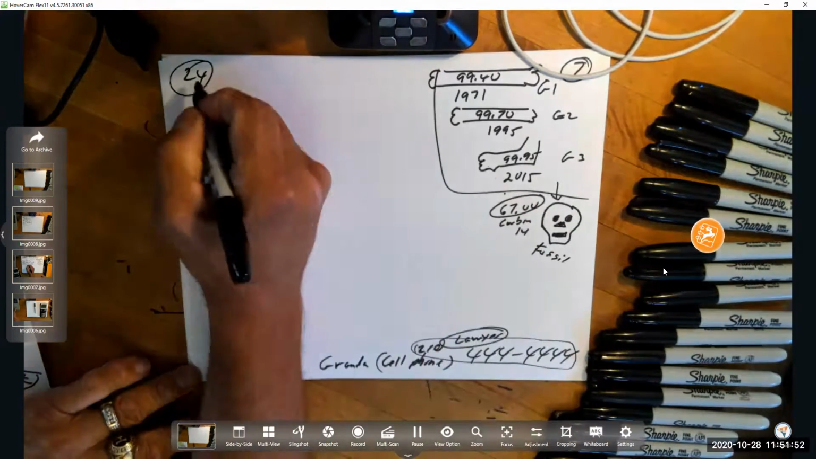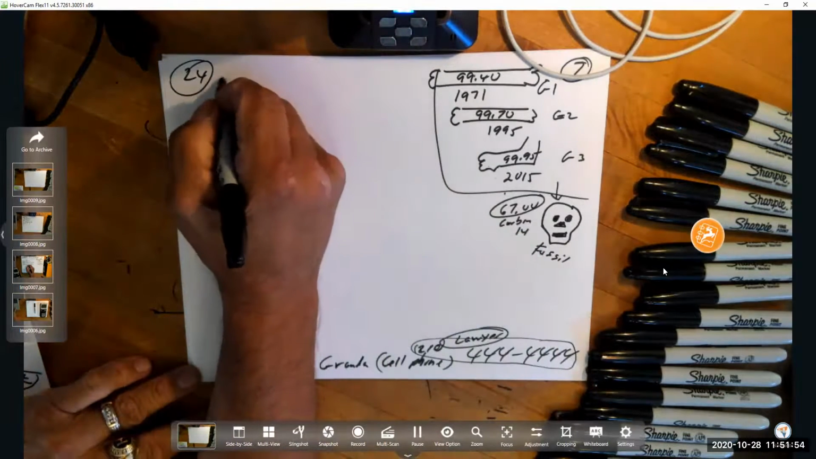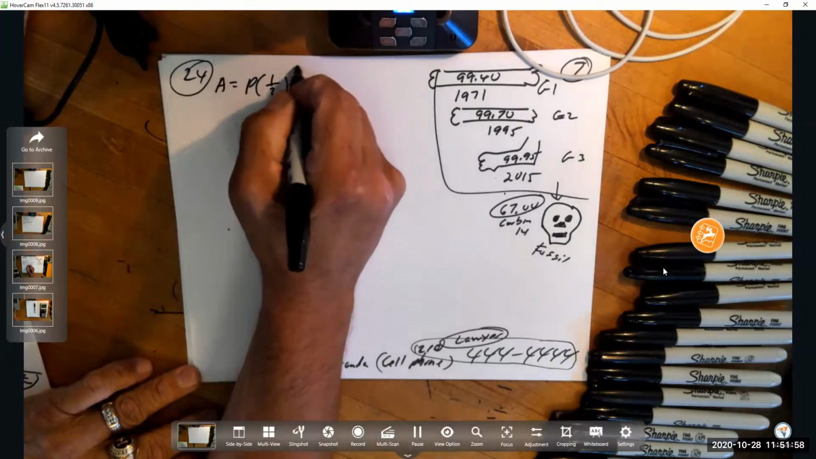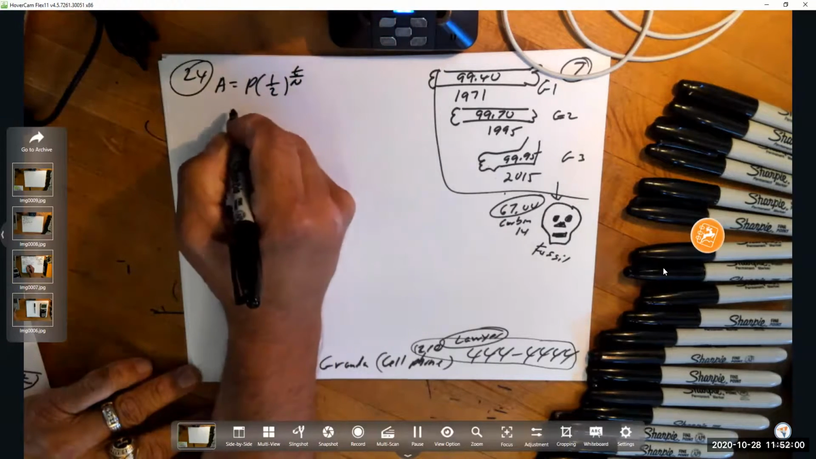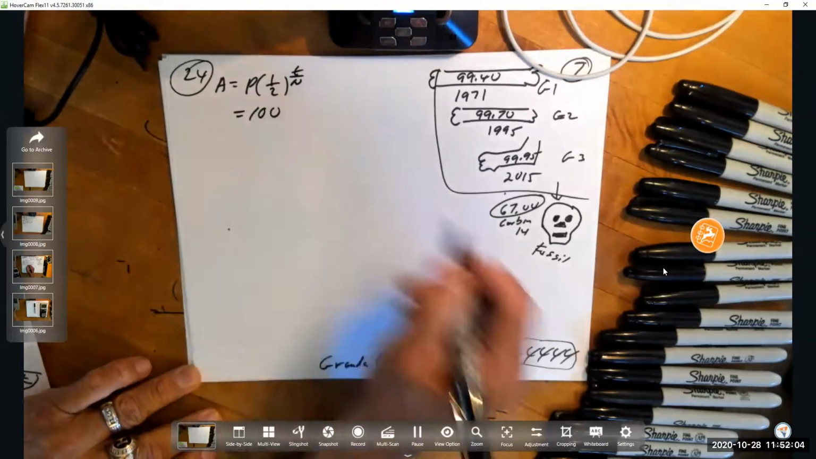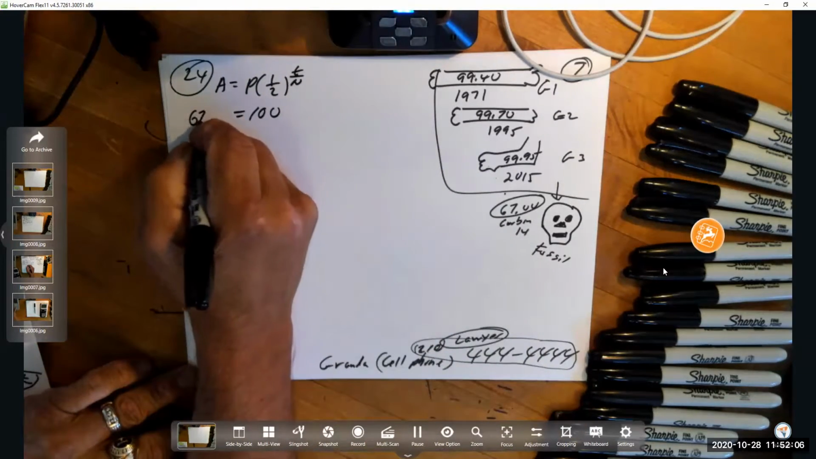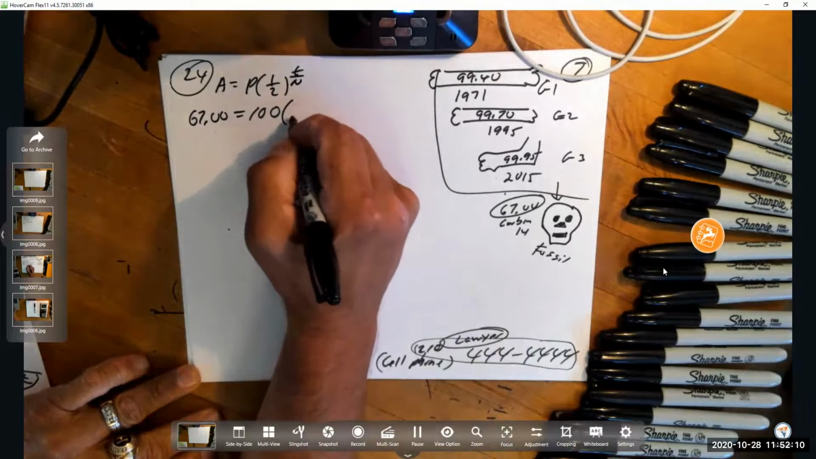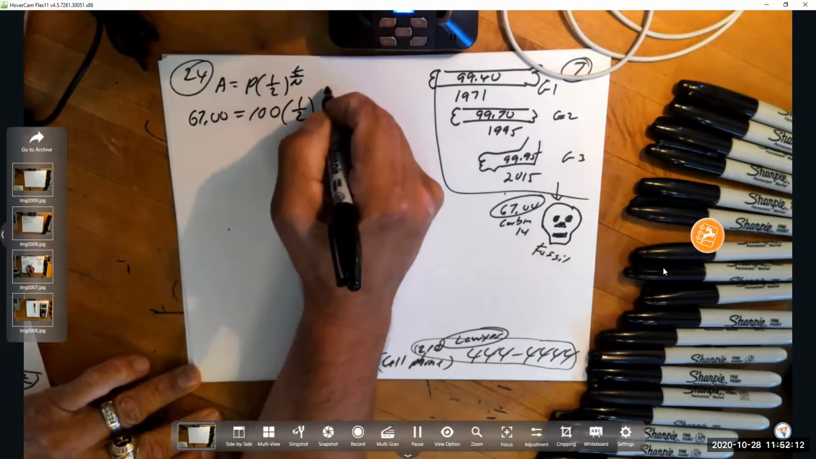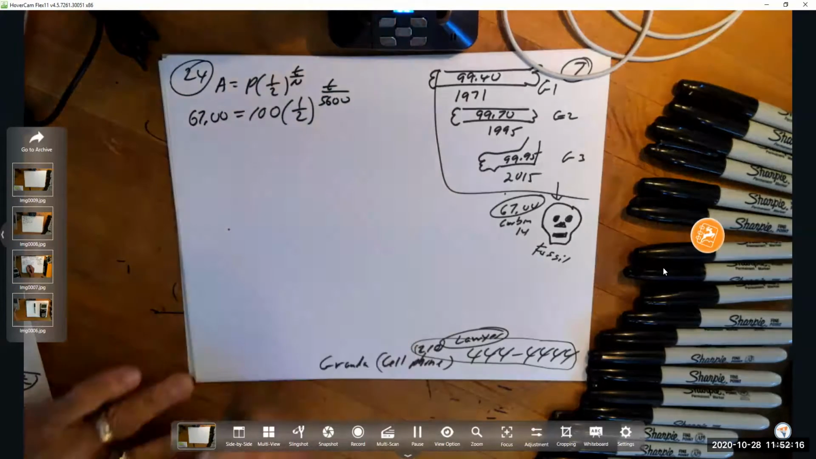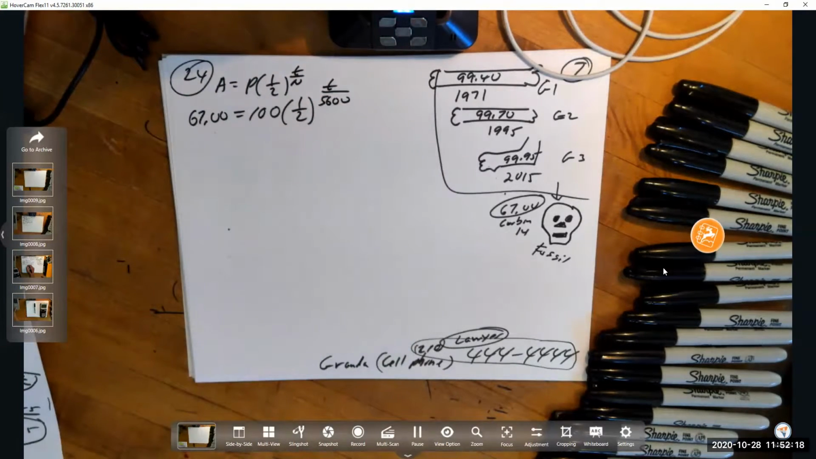And it's 67%. So let me write the numbers here. All right. So we know that originally, this skull had 100%. Now it only has 67.00 of the carbon 14 in it. So we have 1/2 to the T over 5600. Okay, just like the other ones.